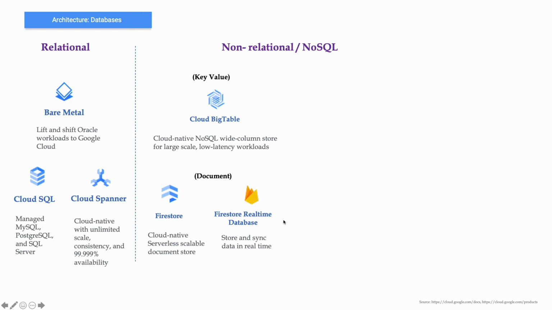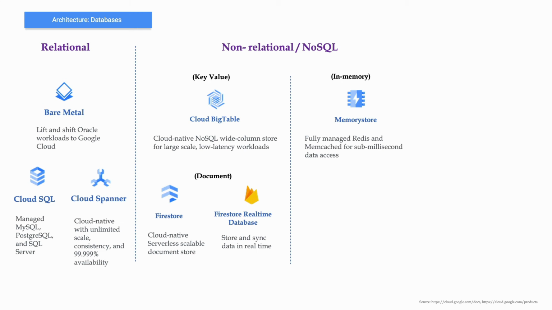Now, if we move on to the in memory side, Memorystore, which is a fully managed Redis and Memcached for sub-millisecond data access. So anytime you have a caching problem or caching issues that you're looking to solve, Memorystore is a good option. So it's ideal for caching and gaming kind of use cases. A lot of the time it's also used for leaderboards, social chats, or news feeds.